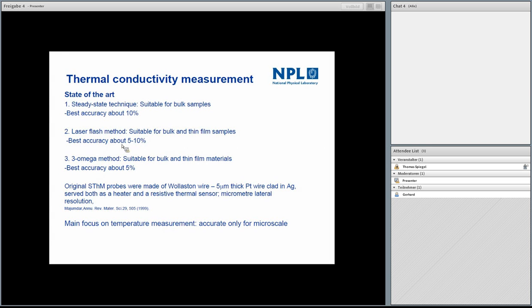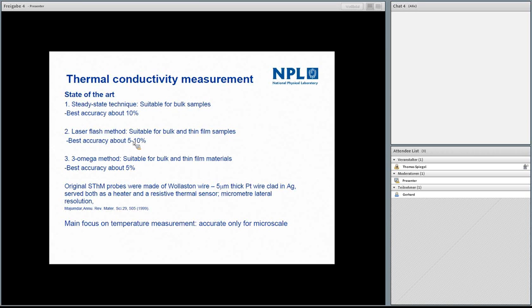So we need to be a little bit careful about this, and also there is often a lot of constraint on the geometry of the samples in these methods, especially the laser flash method. Usually they are done for 1 centimeter diameter and 1 to 5 millimeter thick film and nothing else, more or less. So this is a problem very often for people who want to use this method.